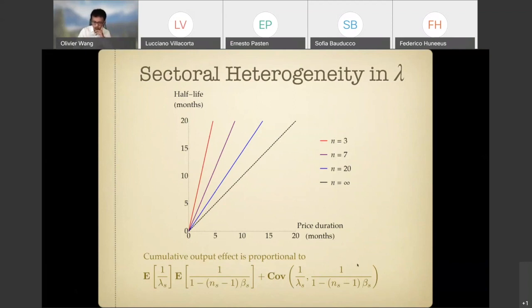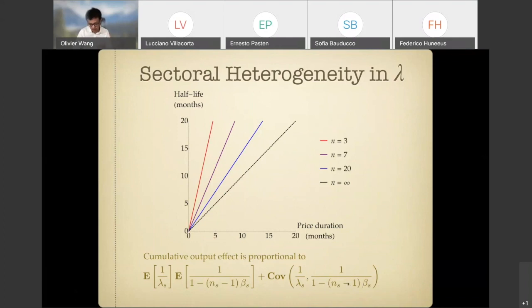But then you have a covariance term. And so I understood that this comes back a bit to your question. The covariance term says that if you have a positive covariance, meaning that concentrated sectors, for instance, that have a high slope here, meaning a high 1 over 1 minus the slope, also have a higher duration, so more stickiness, lower frequency, then this is going to amplify.